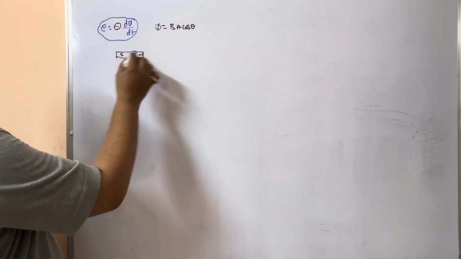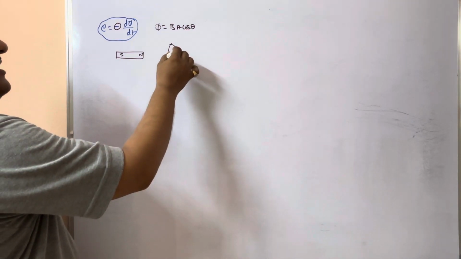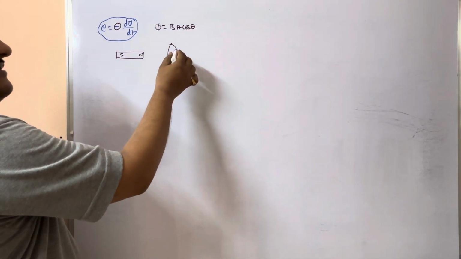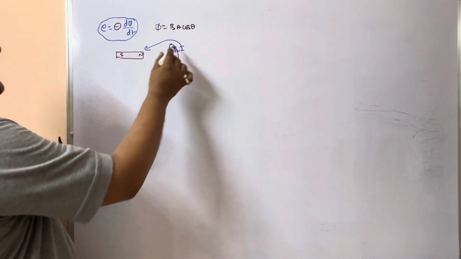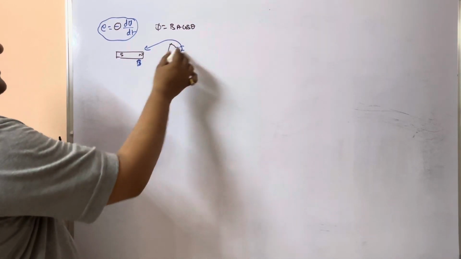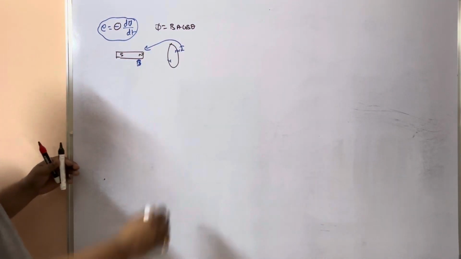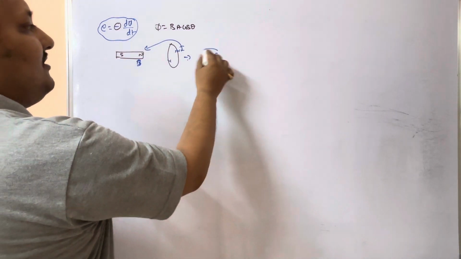If you are bringing a magnet towards the coil, the current developed within this coil is in such a way that it is going to oppose what is causing this current, which means this magnetic field. So the current that is produced is opposed by this. This is the significance of Lenz's law, the law of conservation of energy.